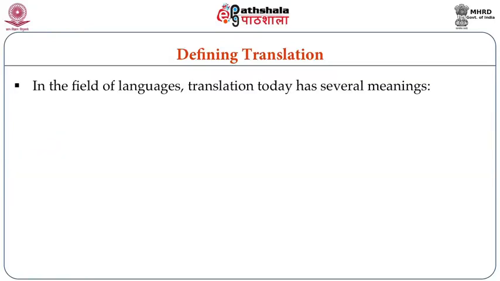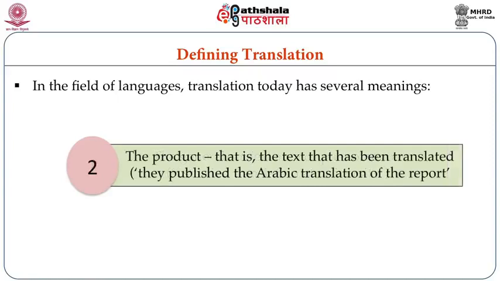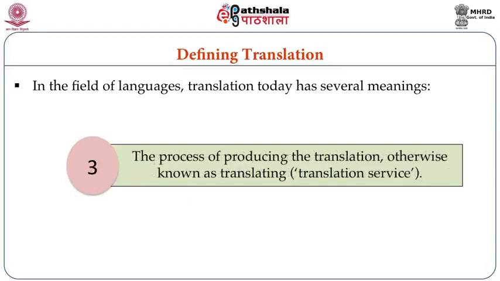In the field of languages, translation today has several meanings, as Jeremy Munday mentioned. The first one can be said like this: the general subject area or phenomenon, as in "I studied translation at university." So this is one of the meanings of translation. The second is the product, that is, the text that has been translated: "They publish the Arabic translation of the report." So the product is also translation. We use it in this sense also. The third is the process of producing the translation, otherwise known as translating, or translation service.